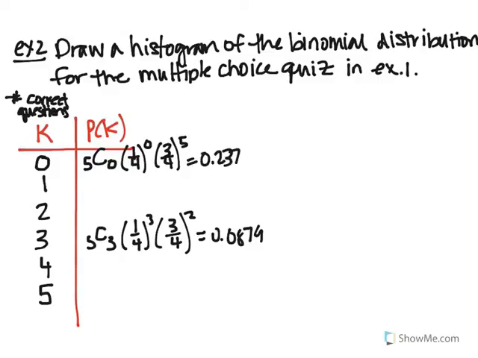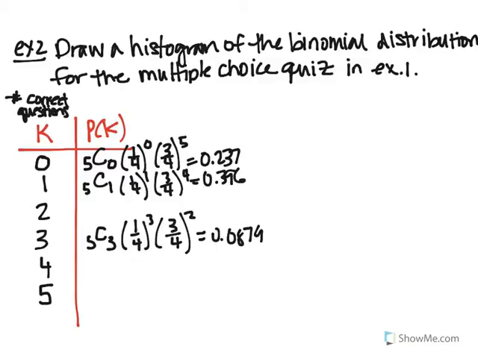To get 1 success, you would have 5C1. So you want 1 correct, and you don't care about the order. You want it correct 1 time, which means incorrect would be 4 times. When you go ahead and calculate that, it would be 0.396.